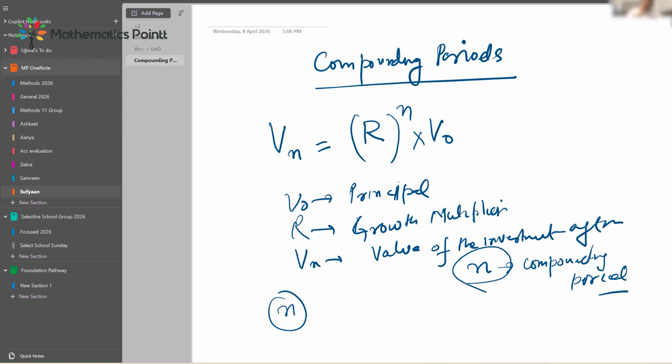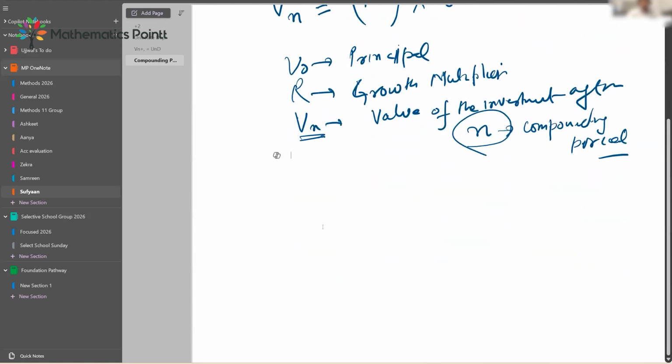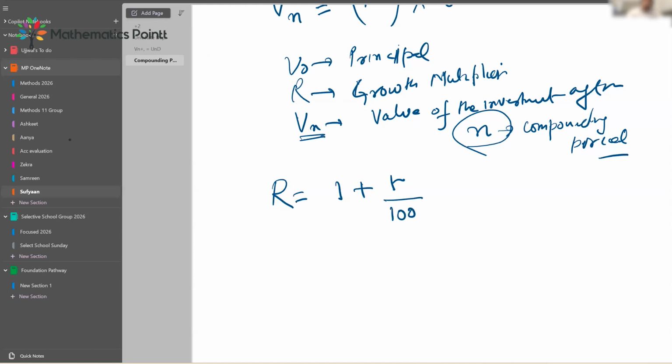Okay. For now, I will not talk about this n, but I will say Vn is the value of my investment after n compounding periods, or after a certain number of compounding periods. Now, I'll keep it very simple. In this formula here, the R, the growth multiplier, is 1 plus the rate of interest over 100. We know that, correct?